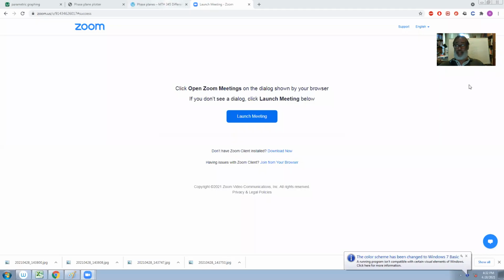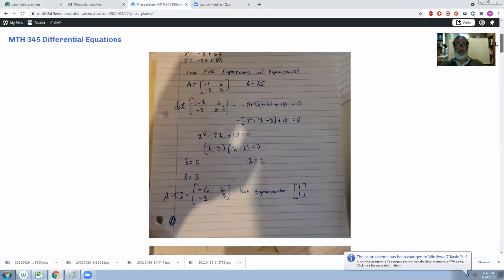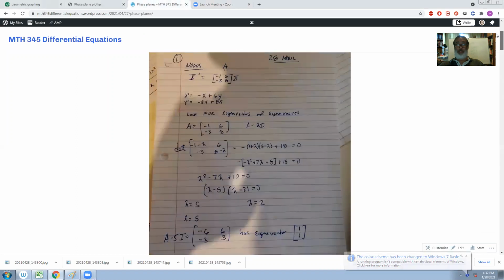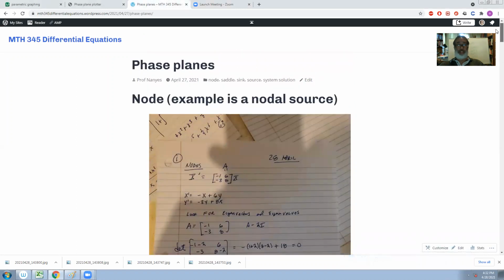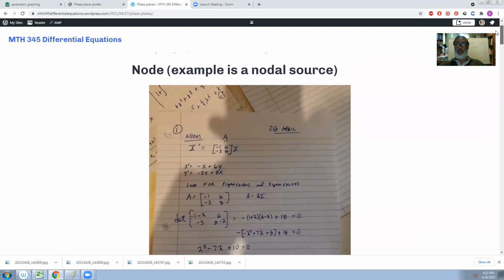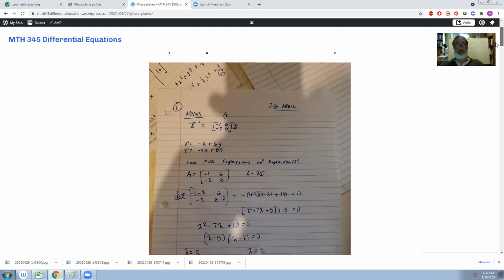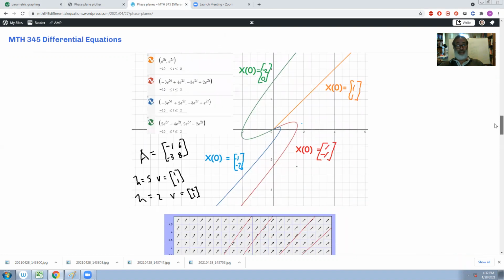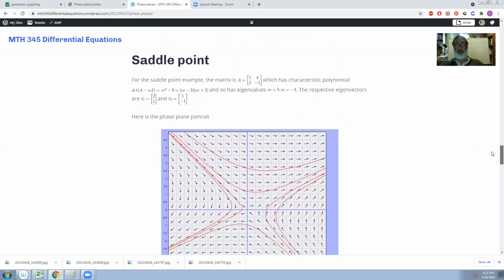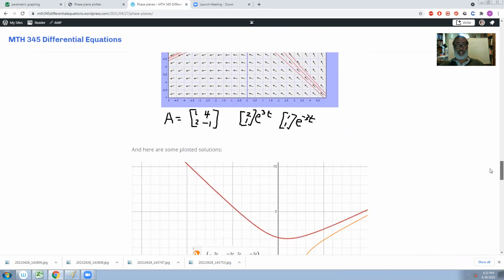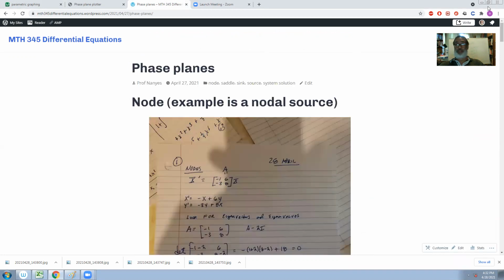During this lesson, I have the notes that I'll put a link to. I'll do this in two quick parts. I'm going to do something involving a node, giving what's known as a nodal source, and I'll explain what I mean by that. Then I'll also do what's known as a nodal saddle. I'll put a link to the notes on our course Sakai page. So let's go ahead and get started.